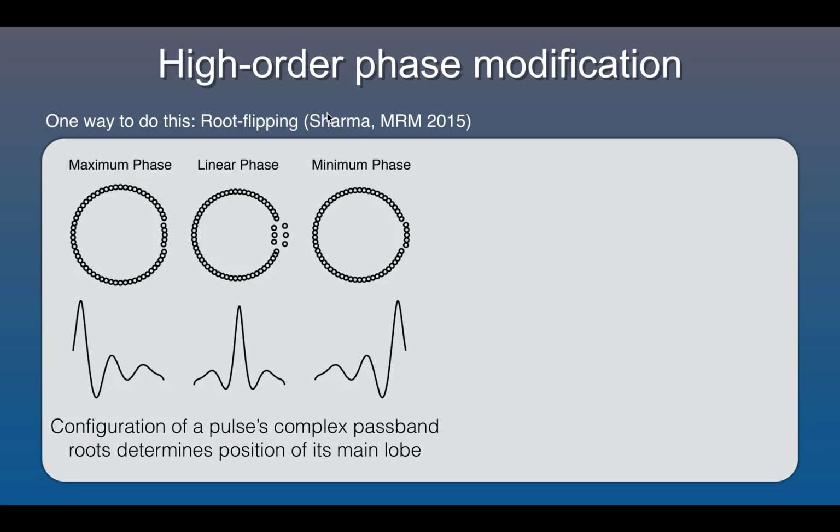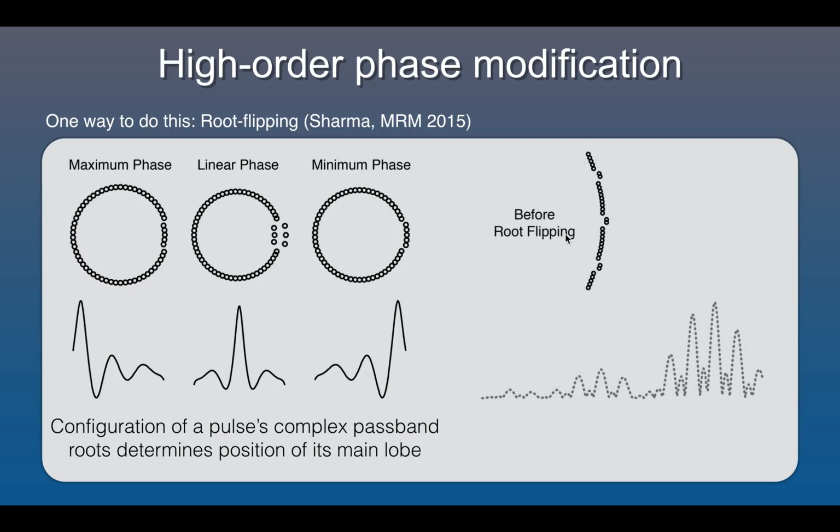Moving up then to higher order phase modifications, one way to do this is the root flipping method that my lab published, and it's in MRM Early View right now. What we do here is we observe that the configuration of an RF pulse's complex passband roots, which are delineated here on the unit circle, and their position with respect to the unit circle, whether they're inside or outside, determines the position of its main lobe. It determines essentially the position of the spread of its energy.